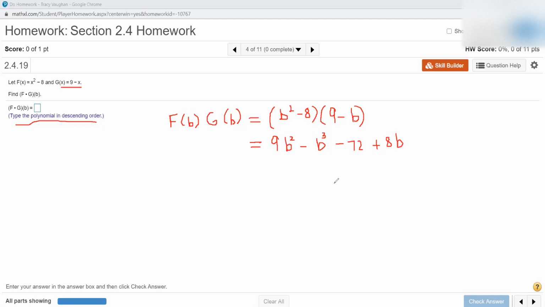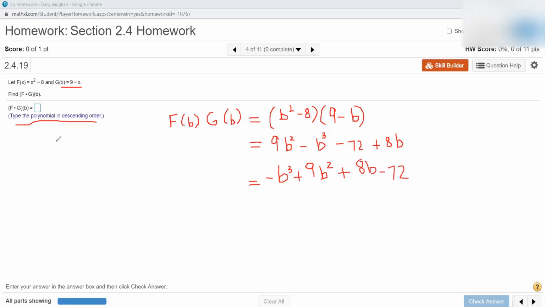So if I type it in like this, they're going to come back and say not quite, because I didn't follow the directions to type the polynomial in descending order. So I want to get my highest power first. I'll start with a negative b cubed. Then I'll go to 9b squared. Plus 8b. And then lastly, I would type in my minus 72.